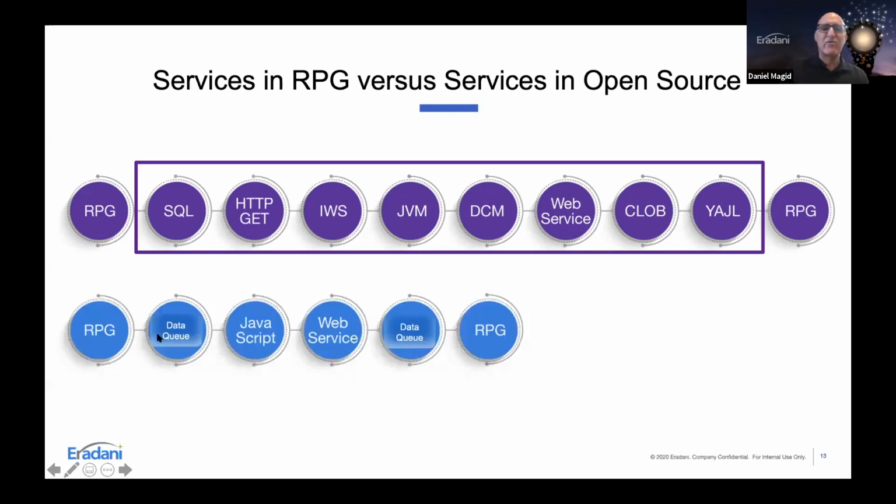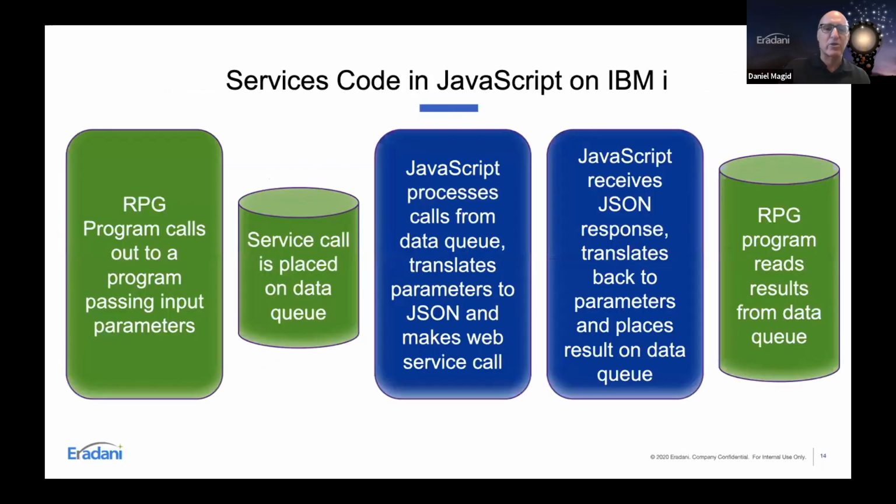At Eradani, what we want to do is remove a whole lot of that stuff and simply send that stuff from the RPG application out to a data queue where it can be run, have the JavaScript actually execute the web service, have the JavaScript handle all of the JSON parsing, and then return parameter data back to the RPG. So as an RPG programmer, all I have to do is say, call this web service with these parameters, and then get the data back as parameters. I don't have to worry about all the things that go on in calling the web service.